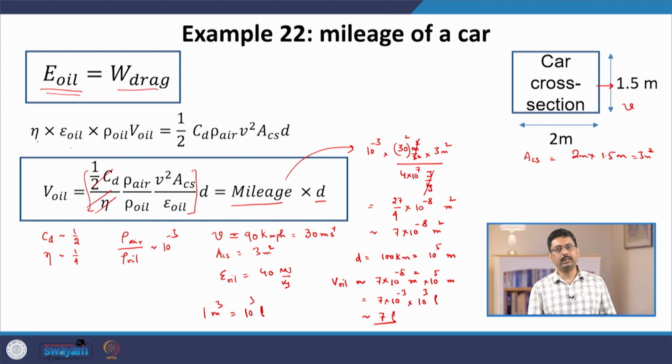So, our estimate is that it will take about 7 liter of fuel to drive a car for about 100 kilometer, which is more or less around the same number that we typically expect for the mileage of a big 4-wheeler of this much dimension.